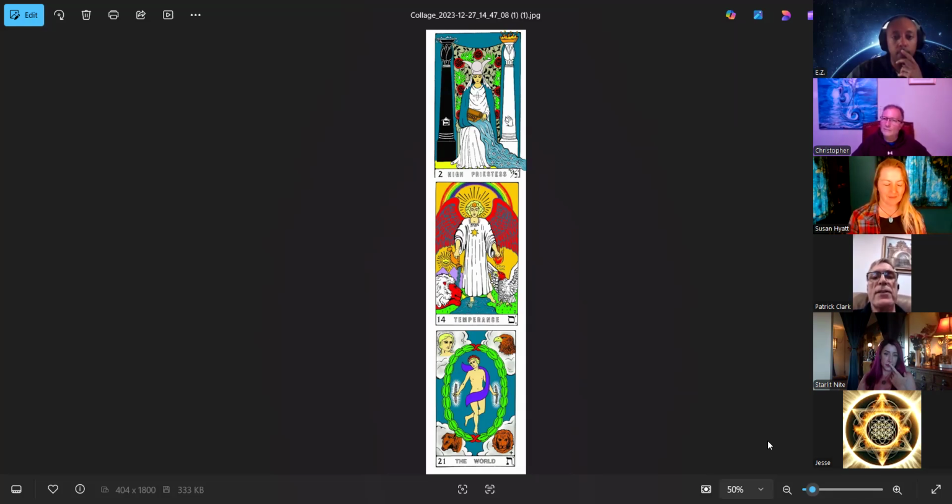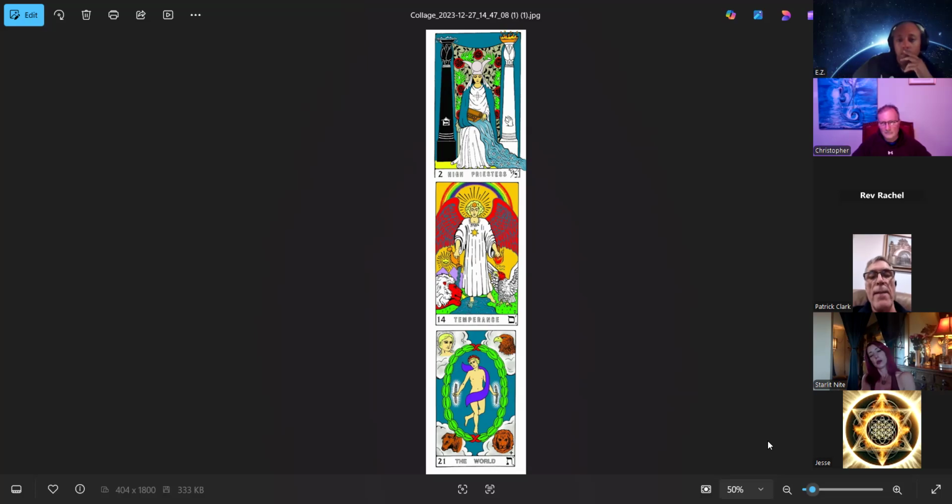Well, I find it interesting that the High Priestess has the pomegranates in the background, but then Temperance has the half circle arc, and then the World has the full wreath, the closure of the circle.